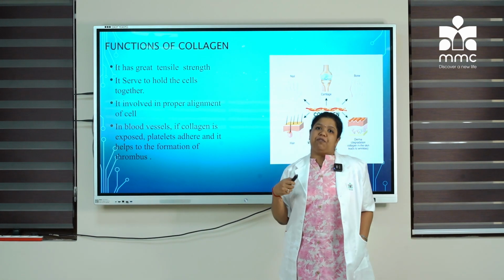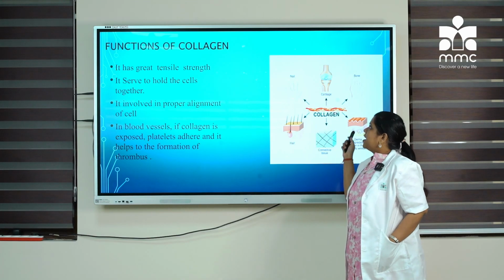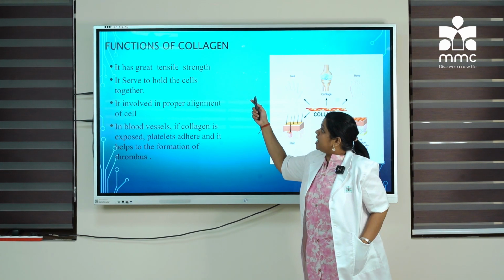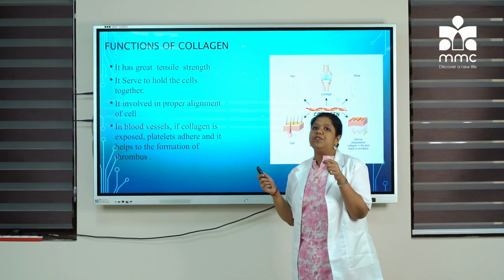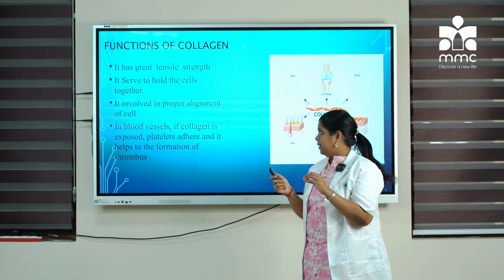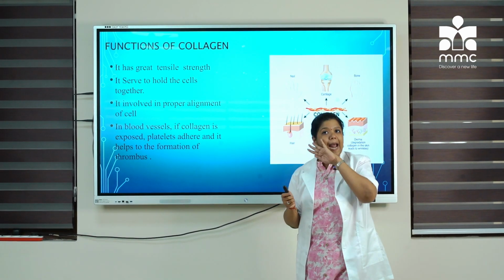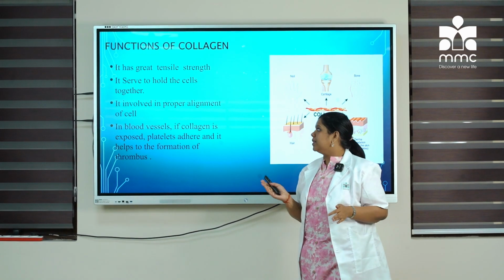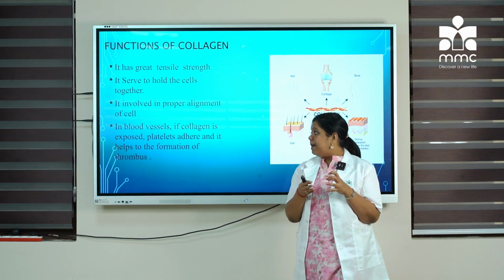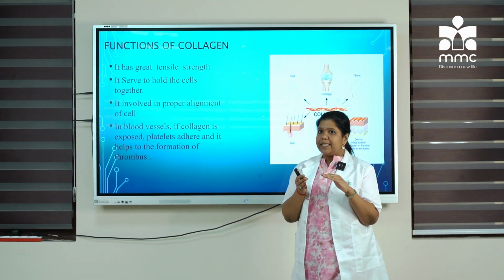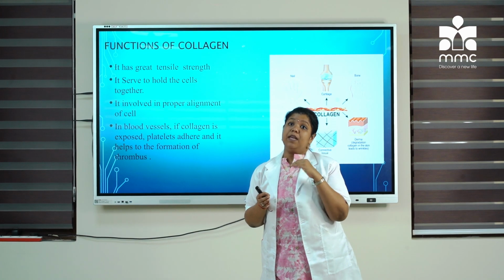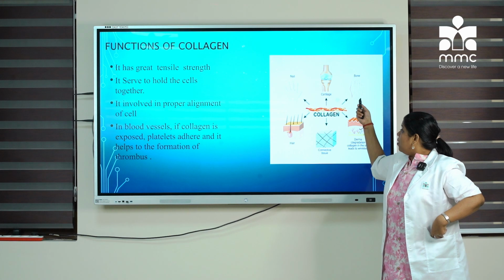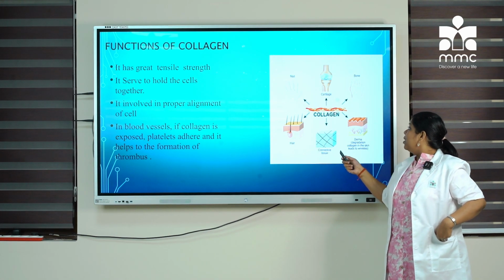Coming to the functions of collagen. These are the main functions of collagen. It has great tensile strength and serves to hold the cells together, and it is involved in the proper alignment of the cells in blood vessels. If the collagen is exposed, platelets adhere and it helps in the formation of thrombus, that is, it helps the clotting system in our body. Collagens are seen in cartilage, bones, hair, connective tissue and nails.